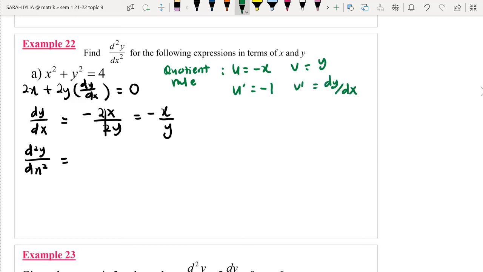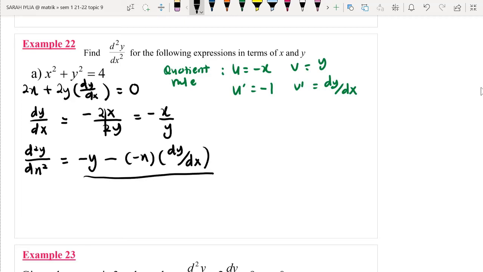Okay. So, now we substitute one by one. V u prime, so negative y. Minus u v prime, so negative x dy over dx. Over v squared, so y squared. Okay, and then we simplify what we can. So, it becomes, I put the y squared in front, 1 over y squared, negative y plus x. We don't want dy dx in the answer, right?